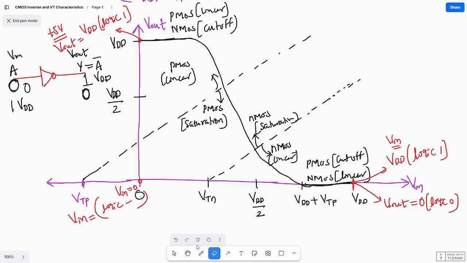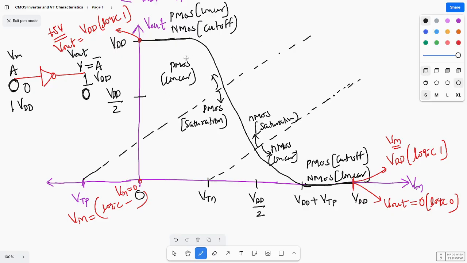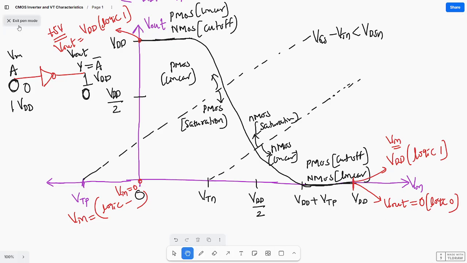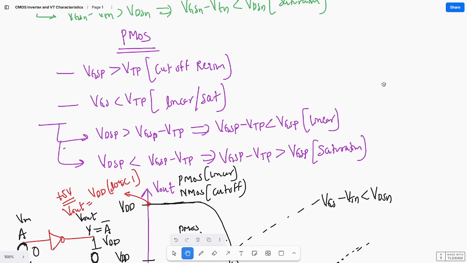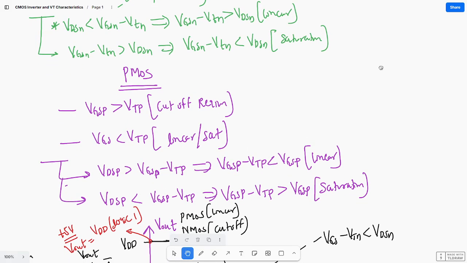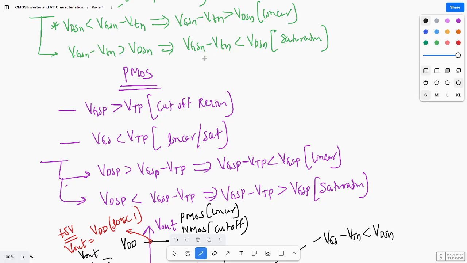So here, VGSN minus VTN is less than VDSN. This is the condition for saturation. I am trying to calculate the condition for saturation for NMOS. For NMOS, saturation is VGSN minus VTN less than VDSN. This is the condition.